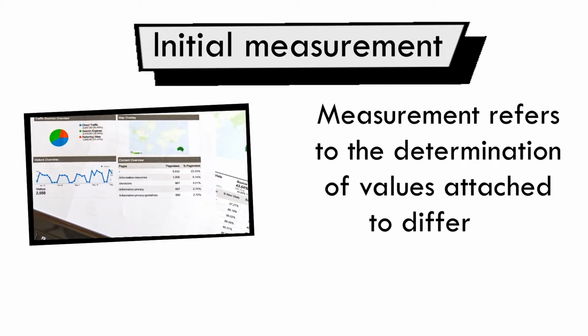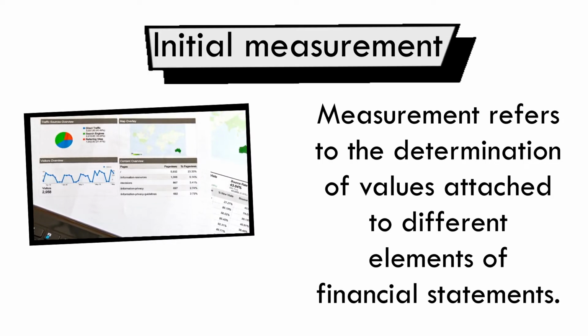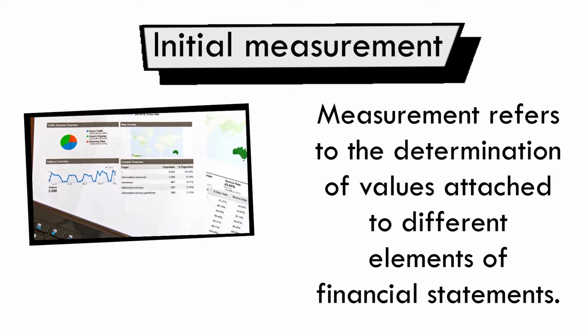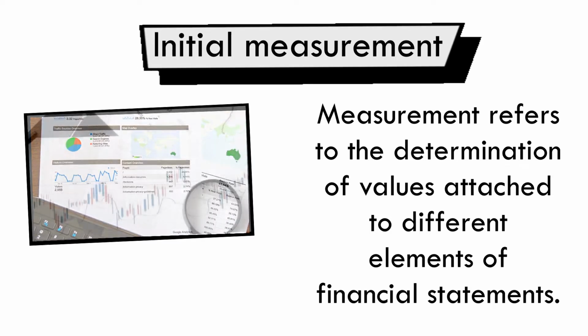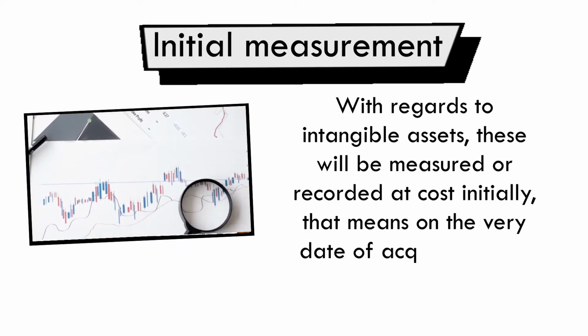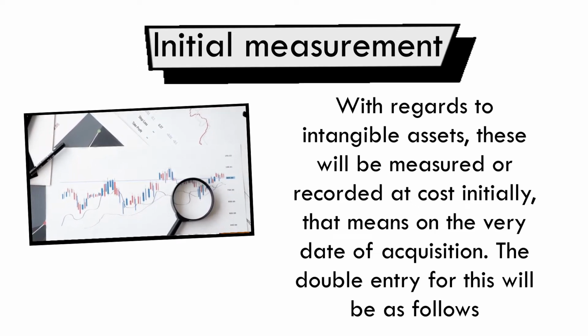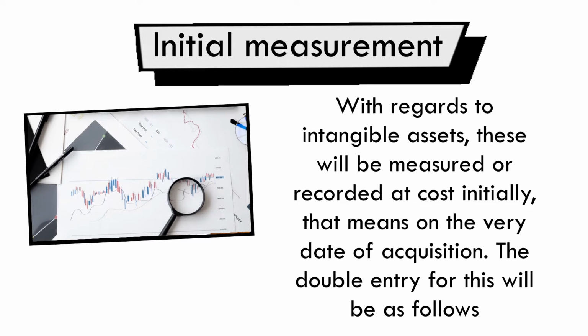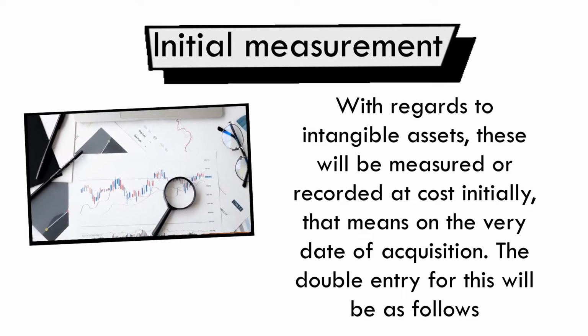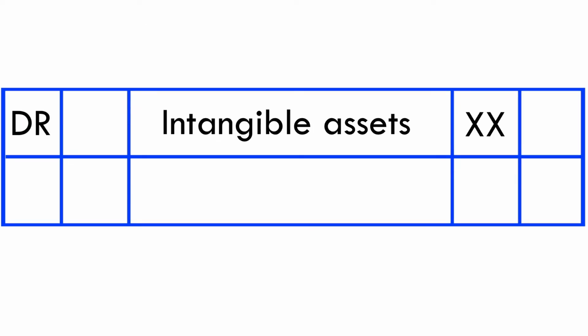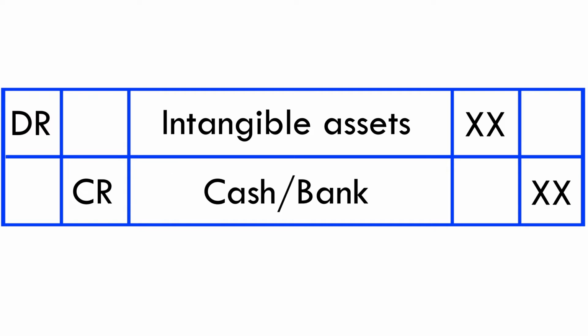Initial measurement. Measurement refers to the determination of values attached to different elements of financial statements. With regards to intangible assets, these will be measured or recorded at cost initially, that is, at the very date of acquisition. The double entry for this is as follows: debit intangible assets, credit cash or bank.